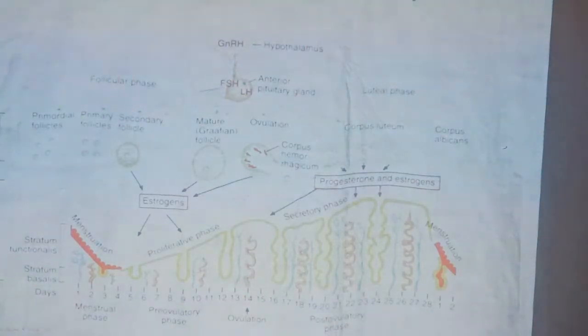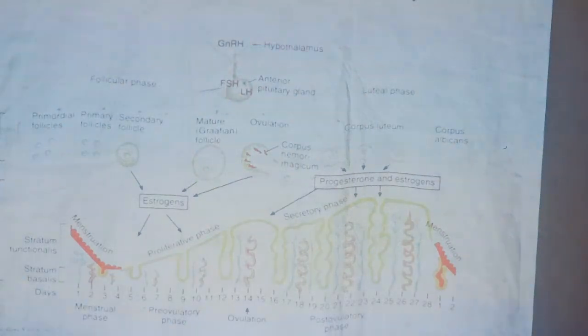Whenever, after this 28th day, the sperm does not come in contact with the ova, then what happens? The progesterone level is very much reduced because the corpus luteum is converted into corpus albicans, and again the menstrual flow will be started at 1, 2, 3. So this is all about the ovarian cycle or the menstrual cycle.